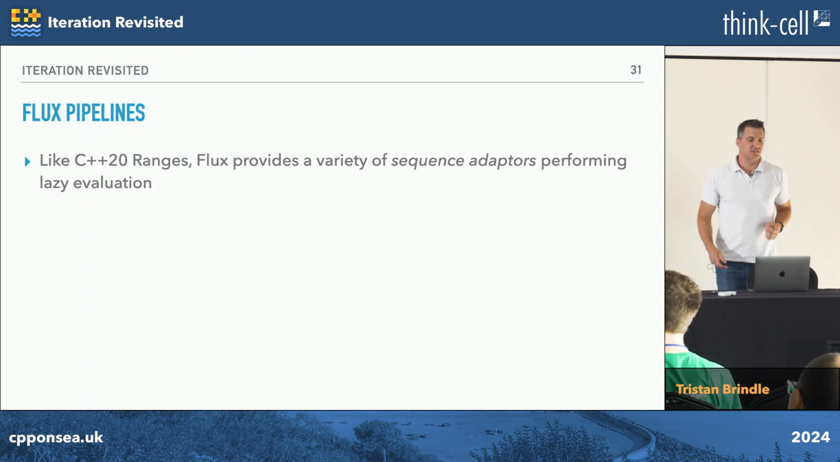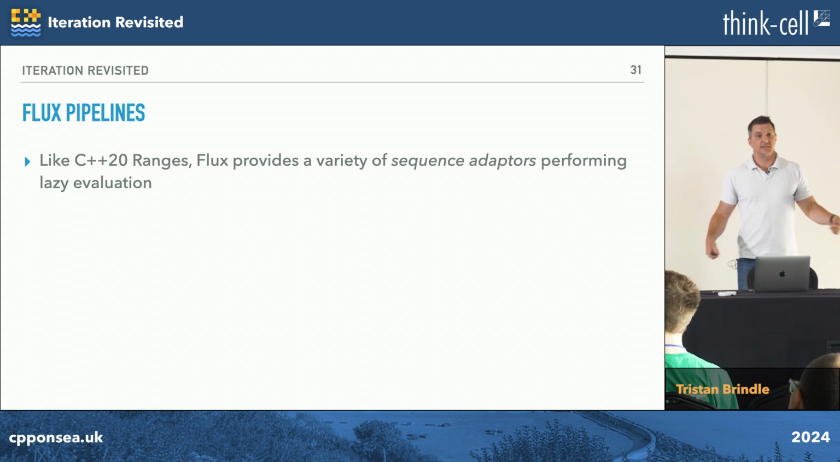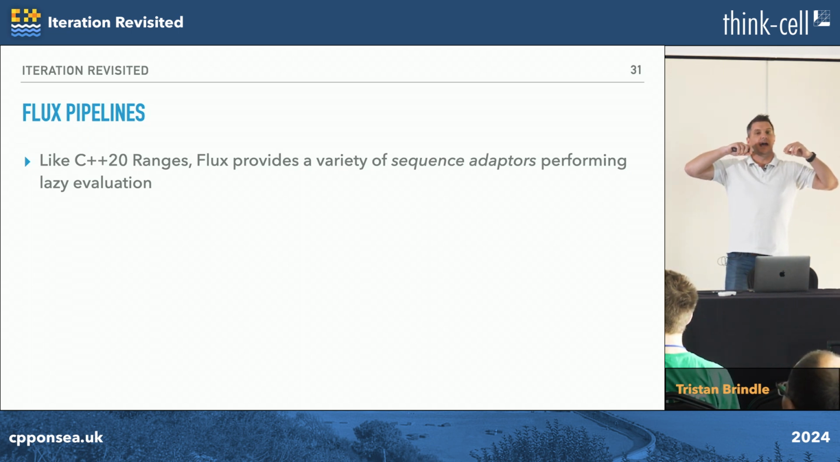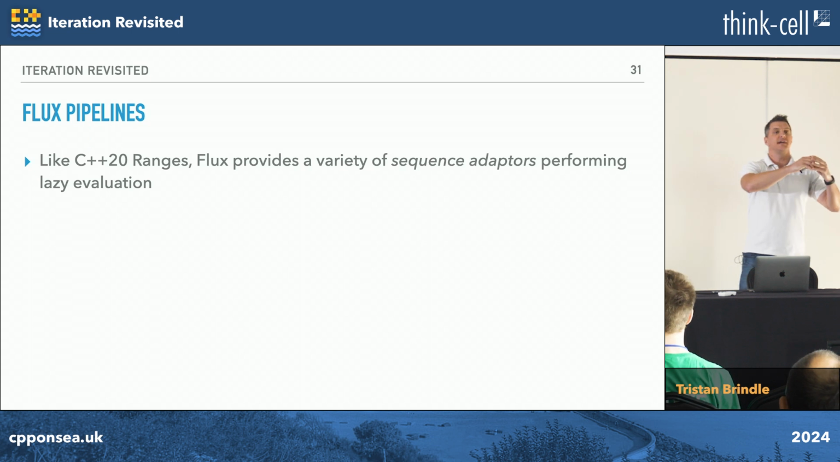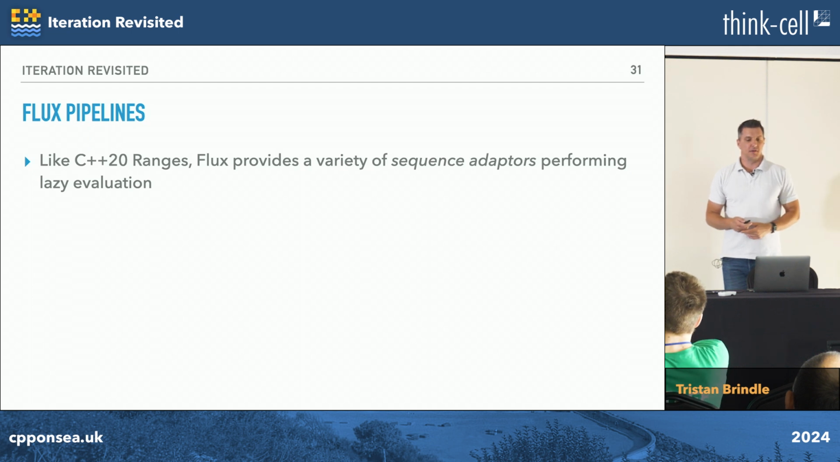Like C++20 ranges, Flux provides a variety of sequence adapters that perform lazy evaluation. What they do, like views in C++20, is take your sequence and give you a new sequence object, and when you iterate over that new sequence object, it calls back into the parent sequence, but modifies the way iteration is done in some way. It's exactly as views work in C++20.